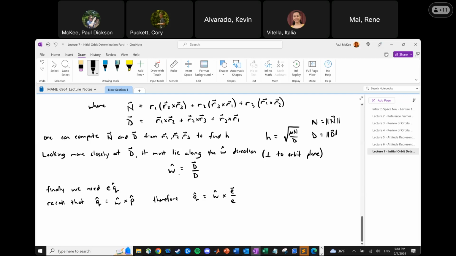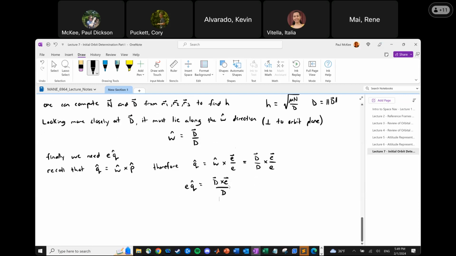Now, we just said W is D vector divided by D magnitude. So D vector divided by D magnitude crossed with E vector divided by E magnitude. All that is Q. So EQ is the same as D vector crossed with E vector divided by D magnitude. Okay. So far, so good. So if we know D, we just need the E vector and we've saved the day. Well, we don't even necessarily need the E vector. We just need D crossed E.